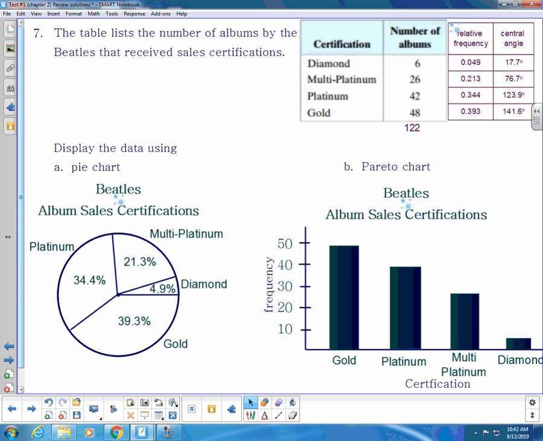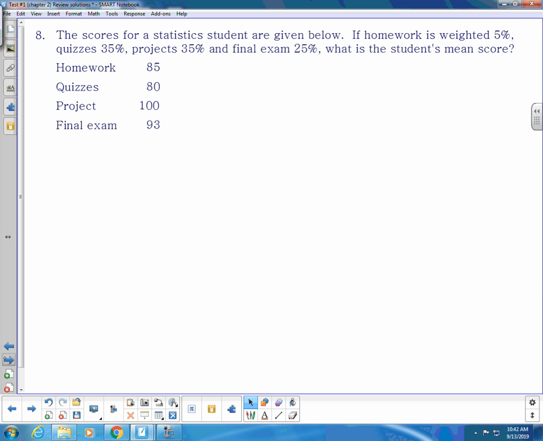All right, here we go. The scores for the statistics student is given below. We have the weights of 5% for homework, quizzes is 35, project's 35, and the exam is 25. What's the student's mean score?